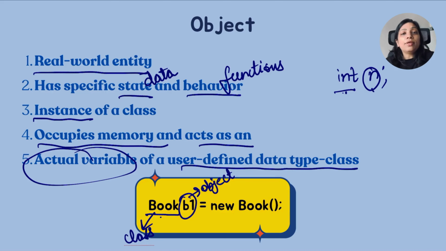In order to give memory to this object, we must use the new keyword in Java so that a memory chunk is issued to this object B1. And then we write book. This is not a function, but we will learn about this in the coming videos focused on constructors in Java. So whatever is defined inside the structure of the class book, that much memory will be assigned to B1.